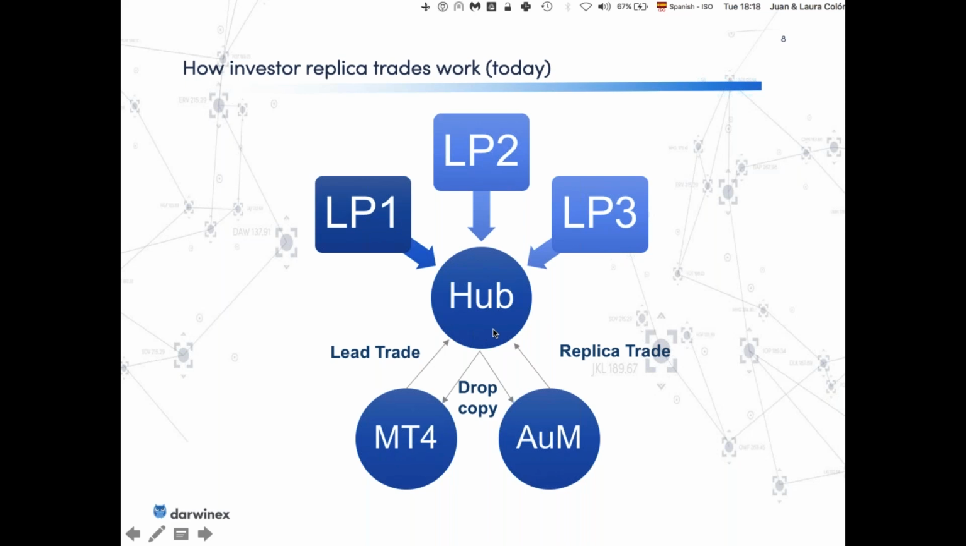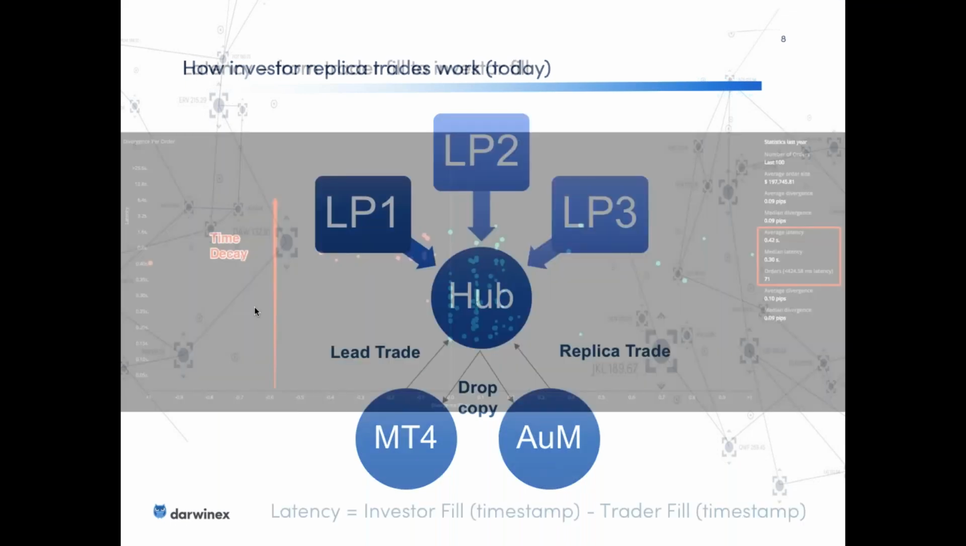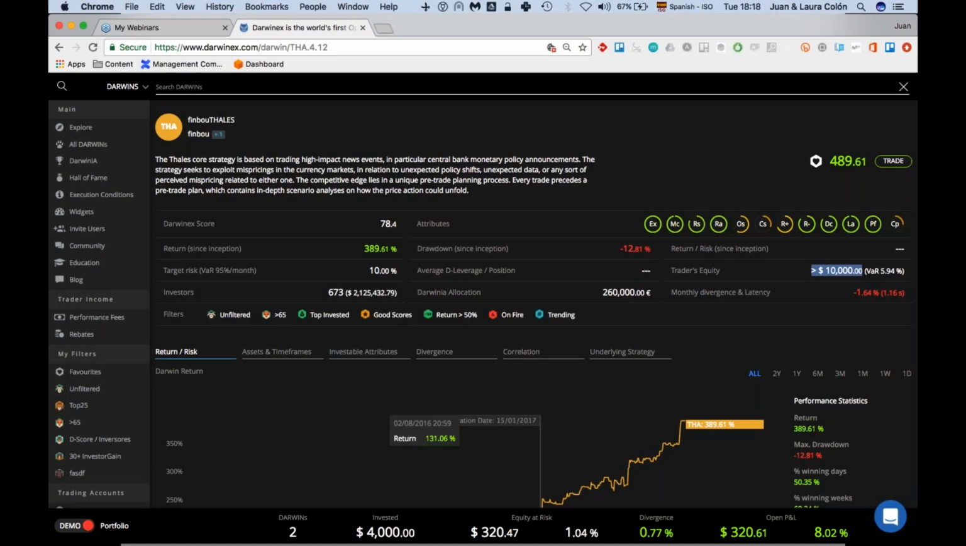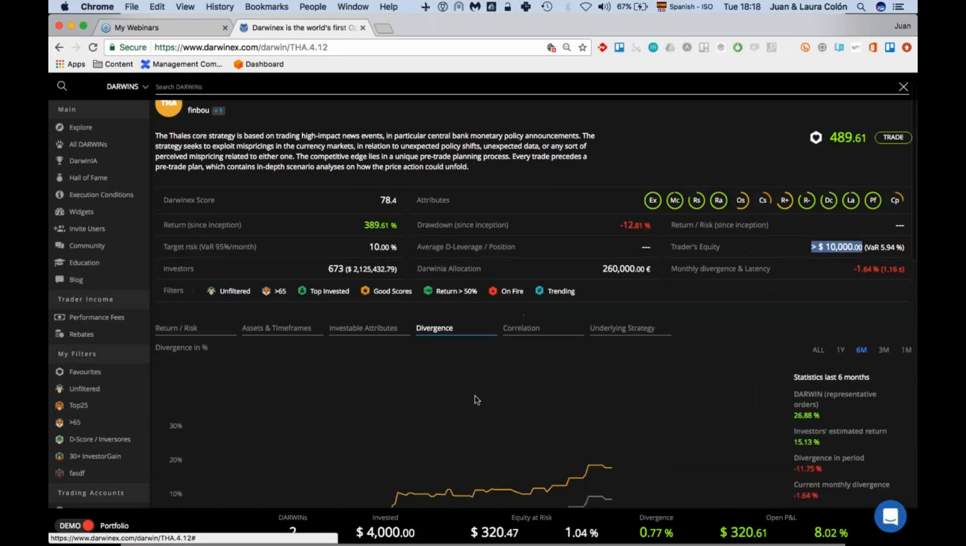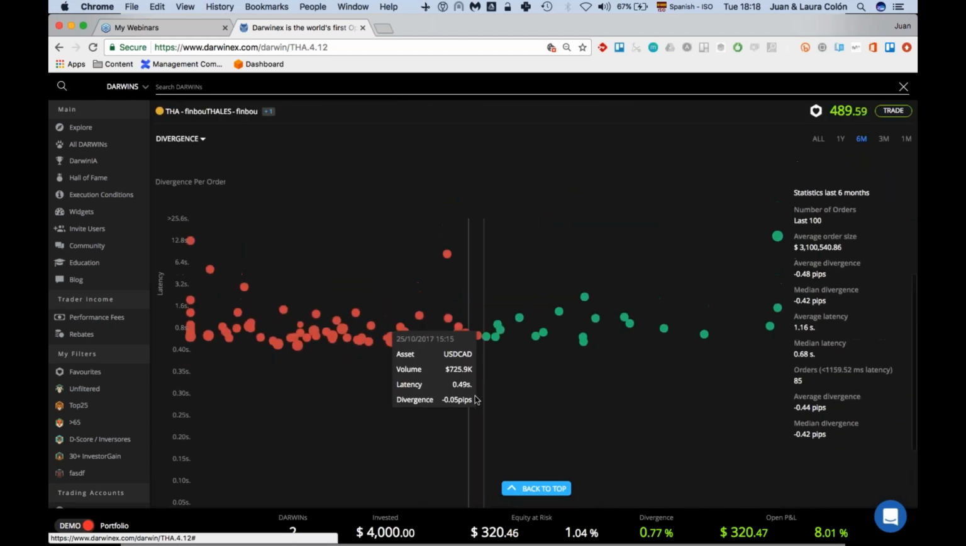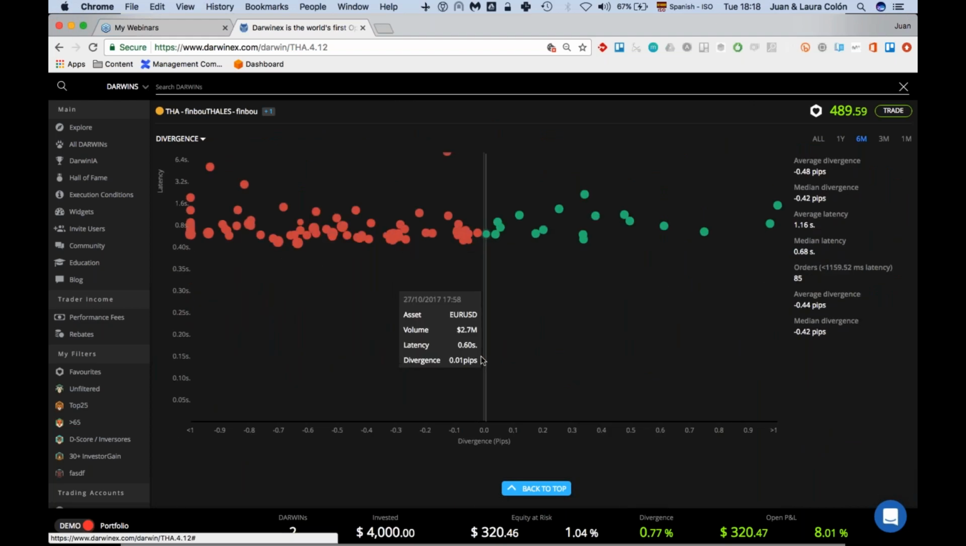And as you've seen, there is a structural time delay from the point where the trader got filled to the point where the last leg of the last investor got filled, and in that period the market moves. So in addition to the divergence chart, we show you further down, if you can scroll down, each of the block trades for the investors on two axes.